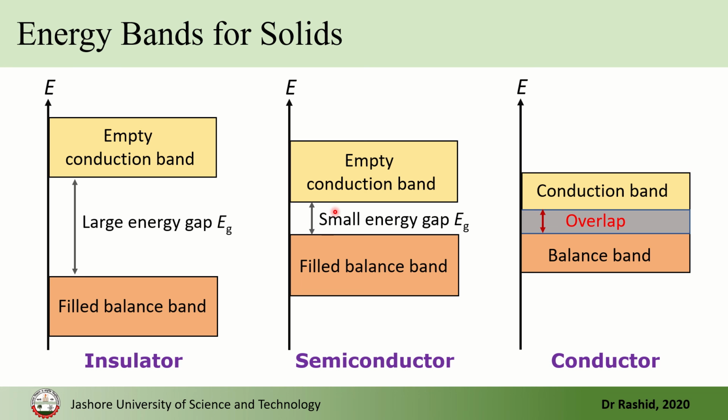Now, of course, when we say small, we do not actually have any specific values. Roughly speaking, if the band gap is about 1 electron volt, then we call it a semiconductor. Even sometimes if it is 2-3 electron volts, we also call it a semiconductor, depending on the situation and how you want to use them.